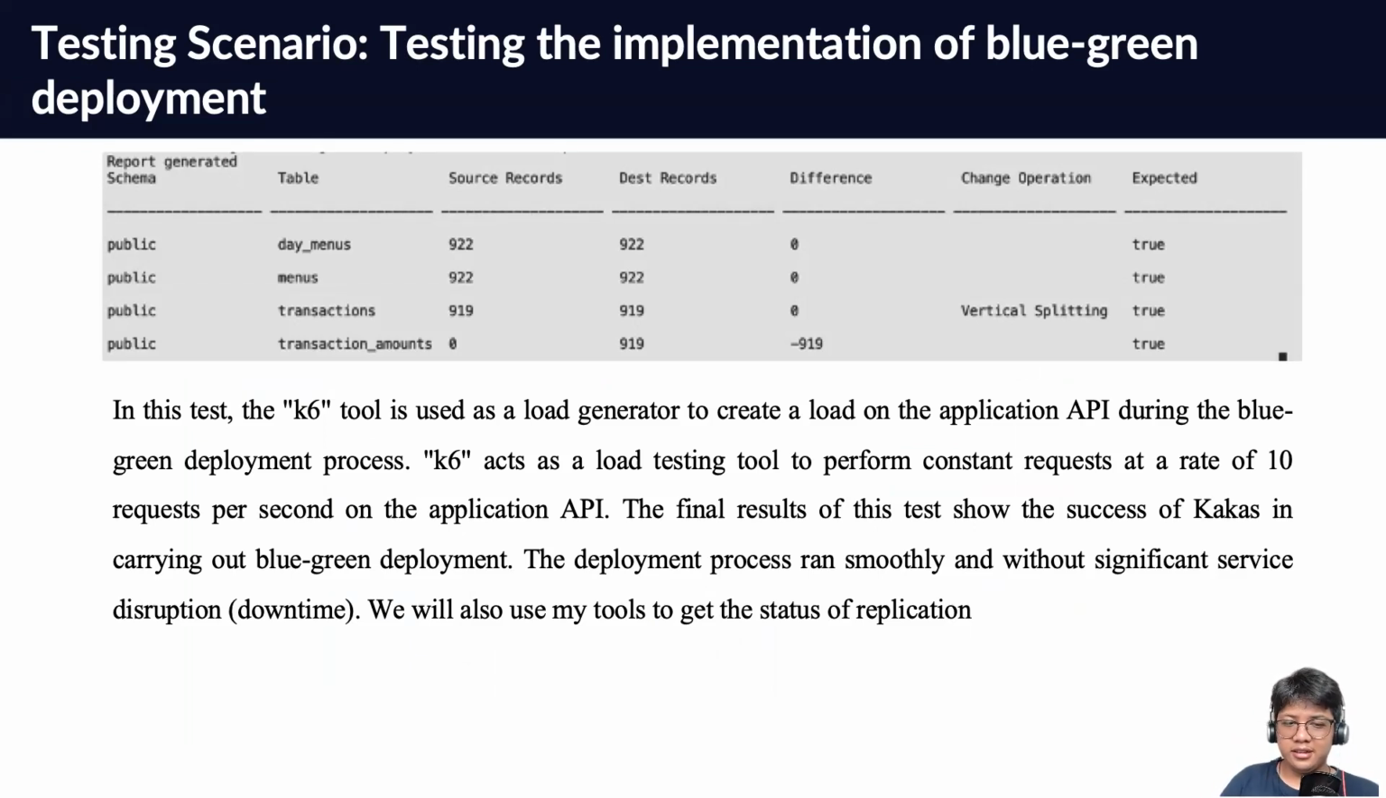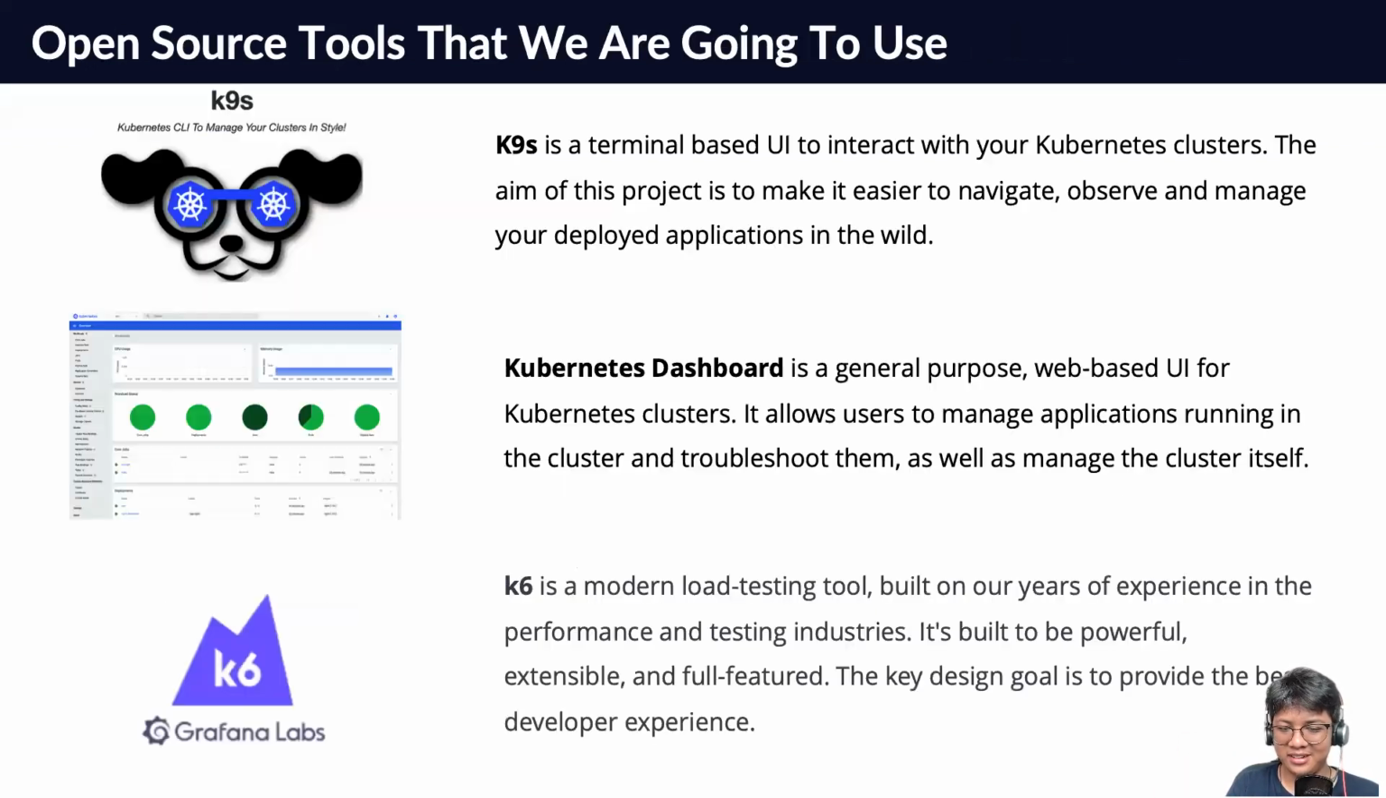In this test, the K6 tool is used as a load generator to create load on the application API during the blue-green deployment process. So we are going to mock an app that I have designed. K6 acts as a load testing tool to perform constant requests at the rate of 10 requests per second on the application API. The final results of this test, this one is from mine. I will delete this one.